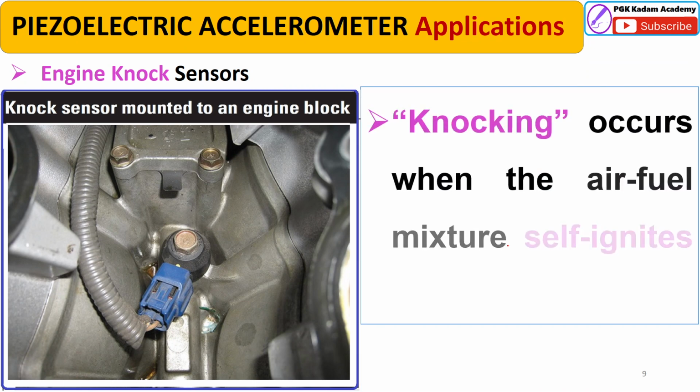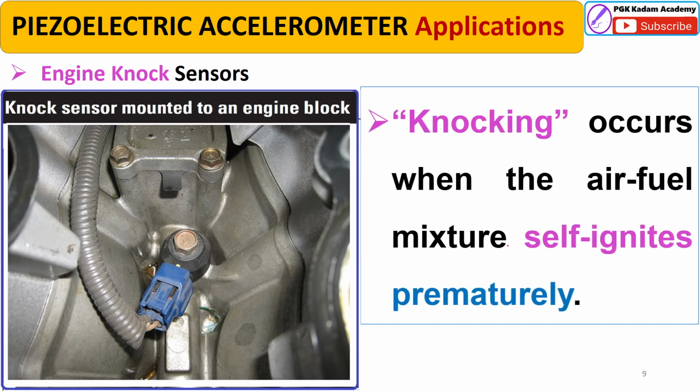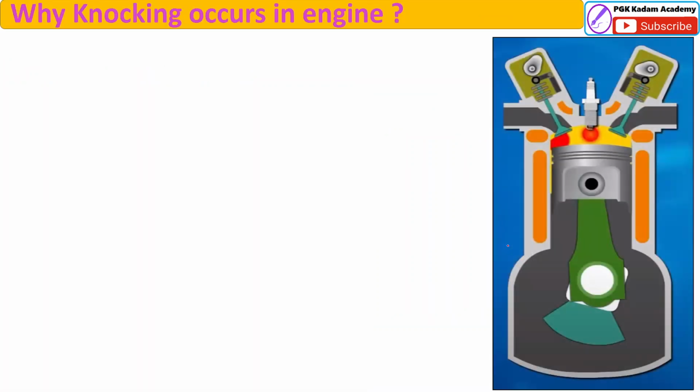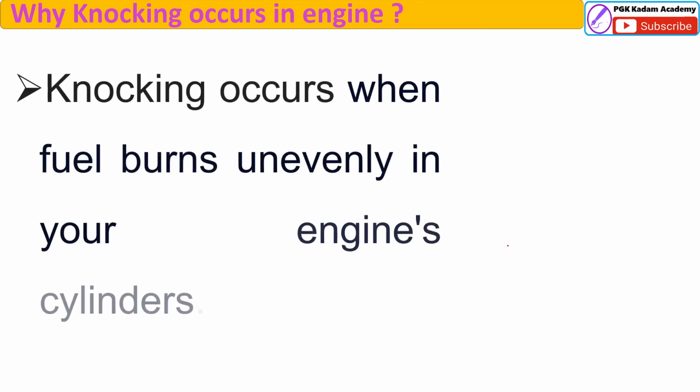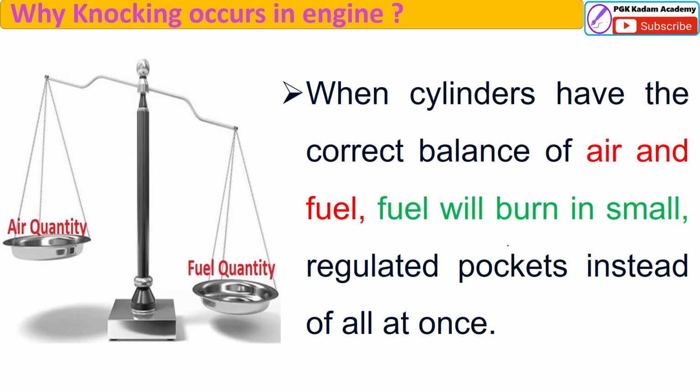Knocking occurs when the air-fuel mixture self-ignites prematurely. That knocking we can observe, and we can stop the knocking. So friends, what will happen? Why does knocking occur in an engine? You may have that question in your mind. Knocking occurs when fuel burns unevenly in your engine cylinders.